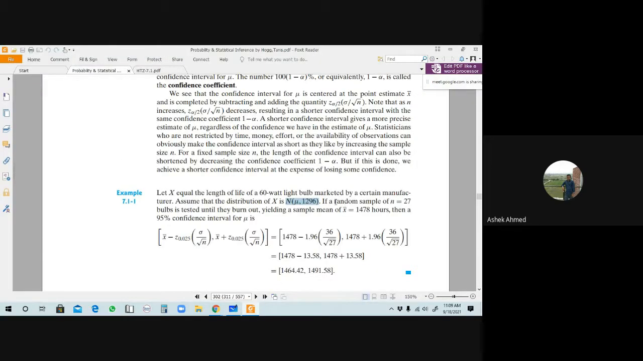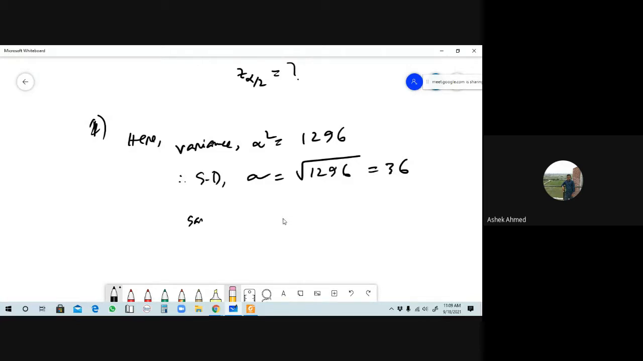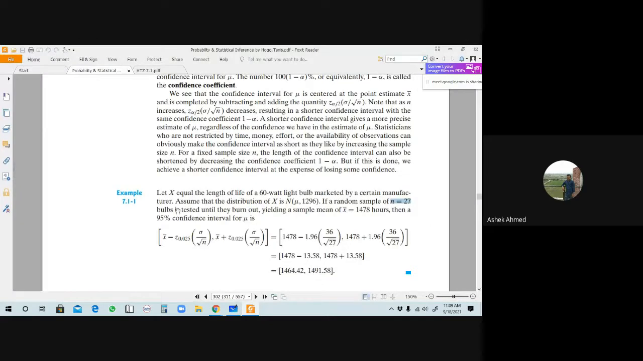Understand? They have given a random sample of n equals 27. What do you mean by this? This is the sample size, which is denoted by n. The value of n is 27. The 27 bulbs are tested until they burn out, yielding a sample mean. Look here, the value of the sample mean, x bar, is given. What is given?